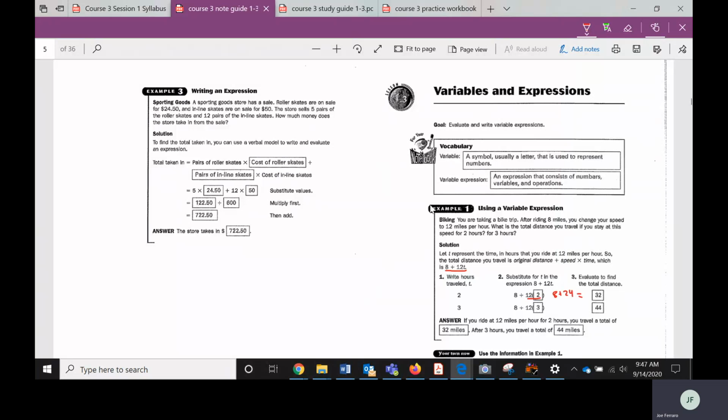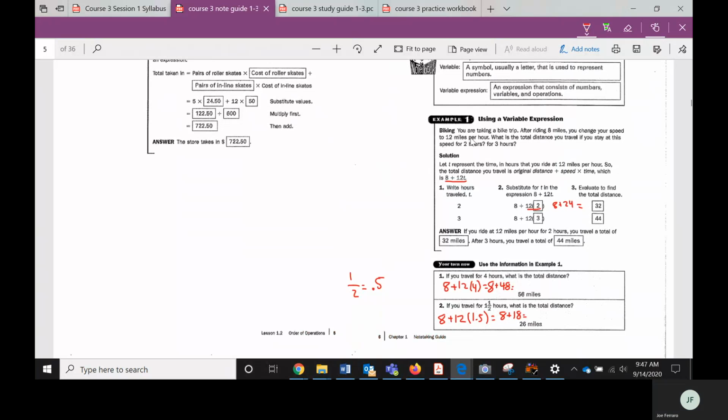So let's take a look at this first example. It says you are taking a bike trip. After riding 8 miles, you change your speed to 12 miles per hour. What is the total distance you travel if you stay at this speed for 2 hours or for 3 hours? So it says let t represent the time in hours that you ride at 12 miles per hour. So the total distance you travel is the original distance, so in this case 8 miles, so that distance is given, plus your speed times time.